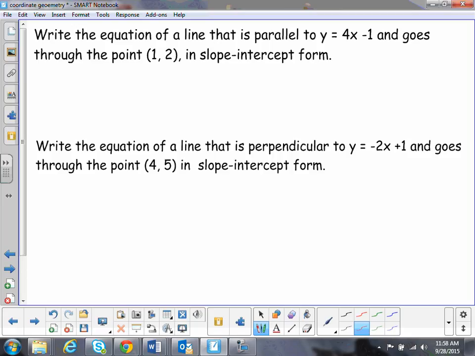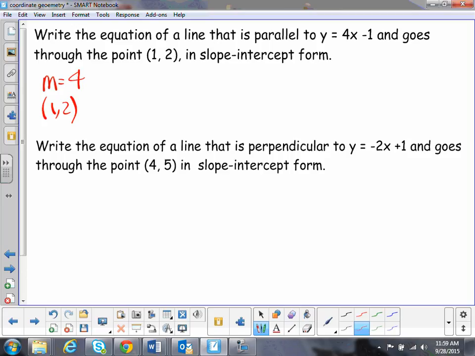Okay, what else do you know? That's what I want to hear. You know that the new slope is 4. Good. What else do you know about this line? The slope is 4. What else do you know about this? Alright, so that's all I want to know. You know these 2 things.